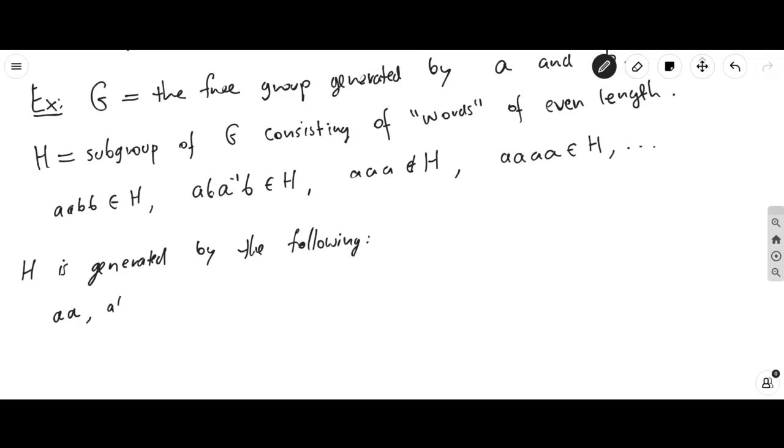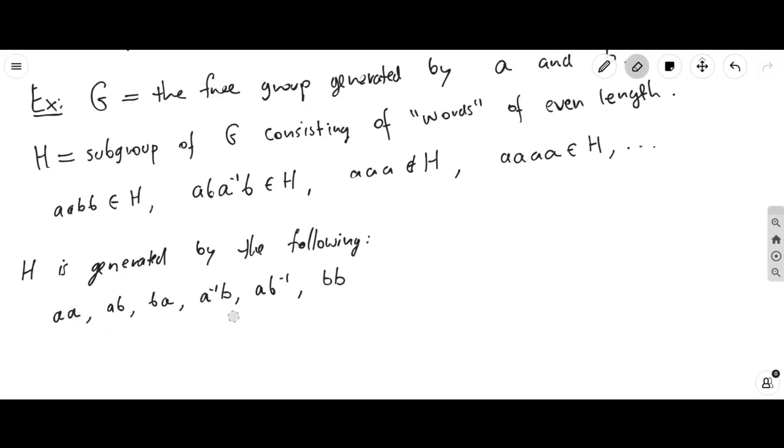So AA, AB, you can have BA, and then maybe you can also throw in some inverses. So you can have maybe A inverse B, right? Now you're not going to write AB inverse... Well, yeah, let's write AB inverse. And I guess the other one we did not use is BB. So if you have a word of even length, it can be decomposed in this way.